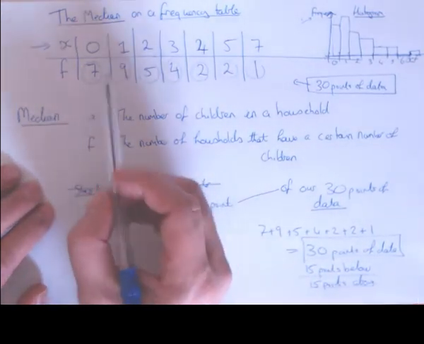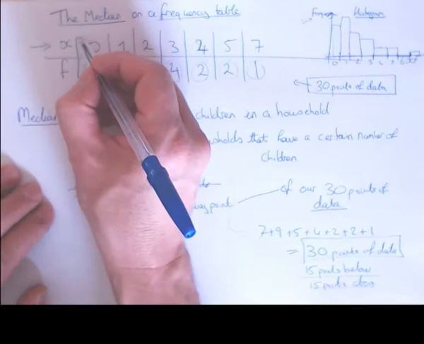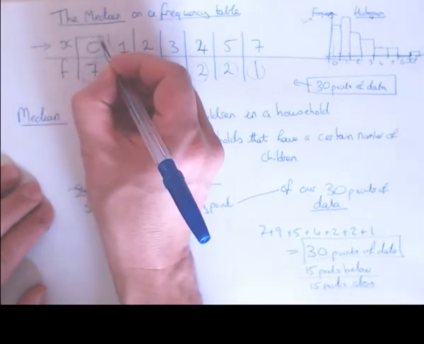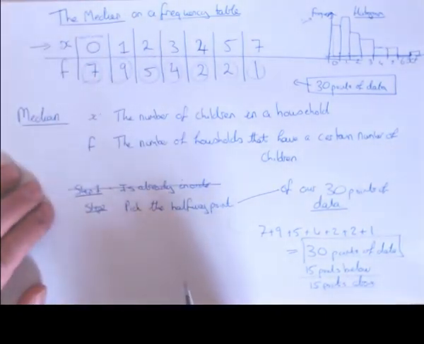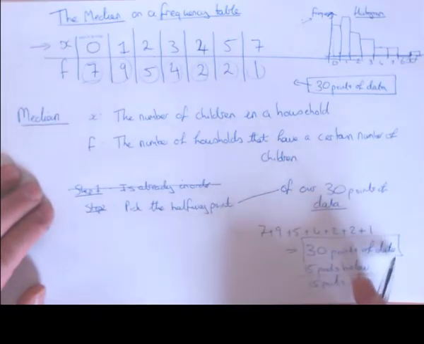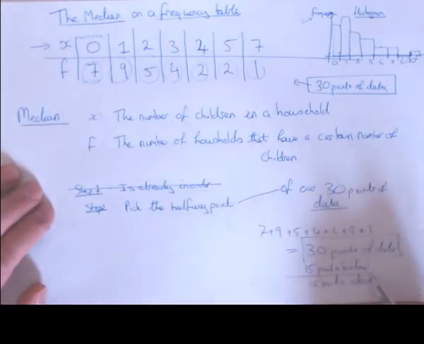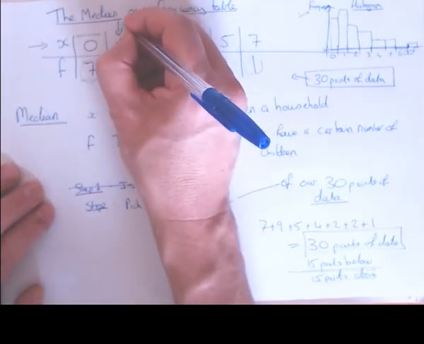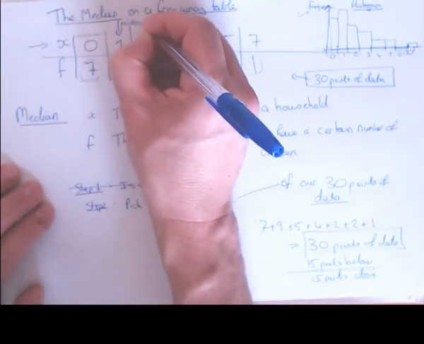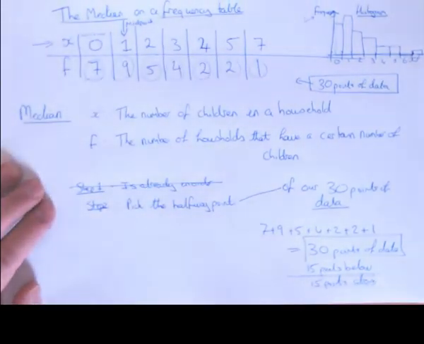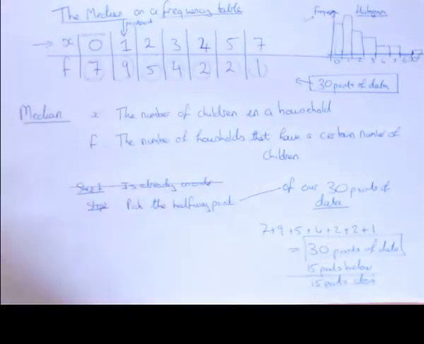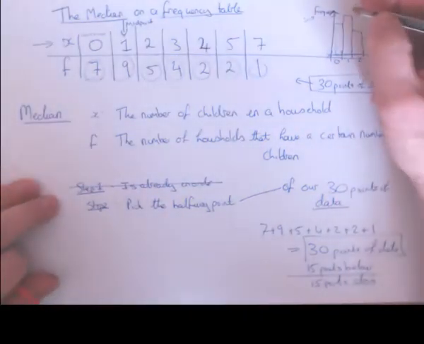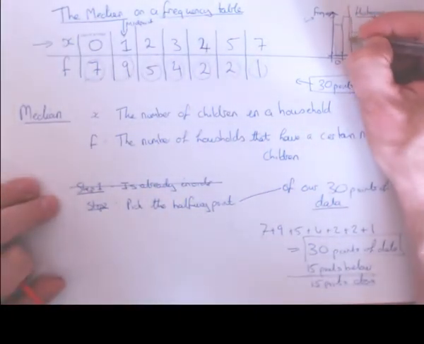Well, there's the first 7, which is 0, 0, 0, 0, 0, 0, 0. Then another 9, which makes 16. And we're already past the 15 point. So we know that the midpoint is right in here somewhere. Here's our median. The median's in here.